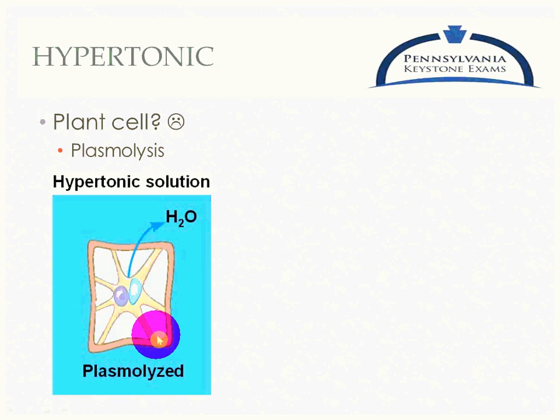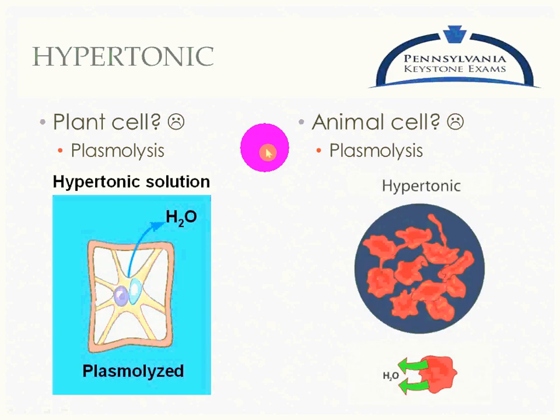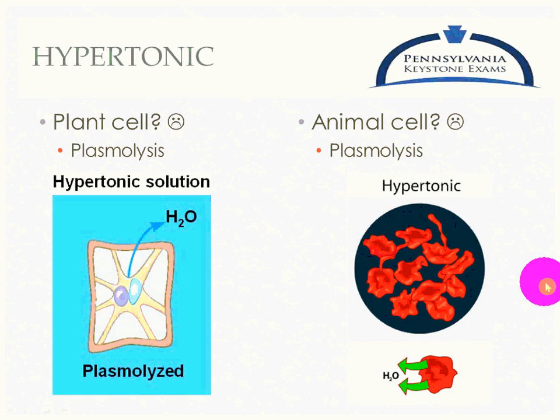The cell membrane is collapsing in on itself because it's losing all of that liquid. Frowny face, this is not good. The exact same thing happens in an animal cell. So these are red blood cells. Instead of having their normal donut shape, all the water is leaving them. They get all shriveled and crinkly, and it's not that good. So for this case, neither a plant cell nor an animal cell wants to be in a hypertonic environment.